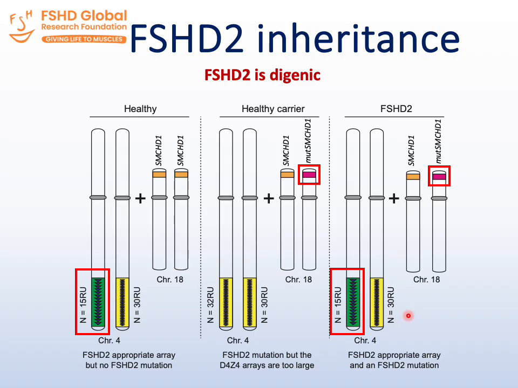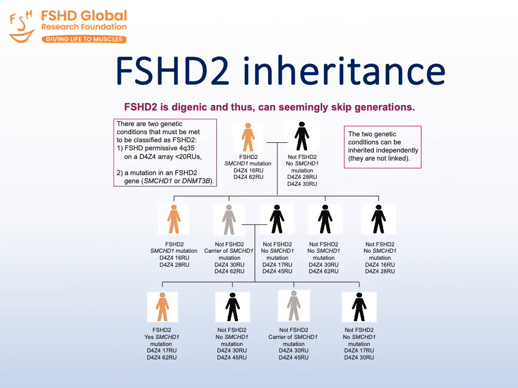allele in order to make the DUX4 gene to get FSHD. Okay, so now how does it affect inheritance? Okay, so FSHD2 is digenic. Sometimes it can seem like it skips generations.